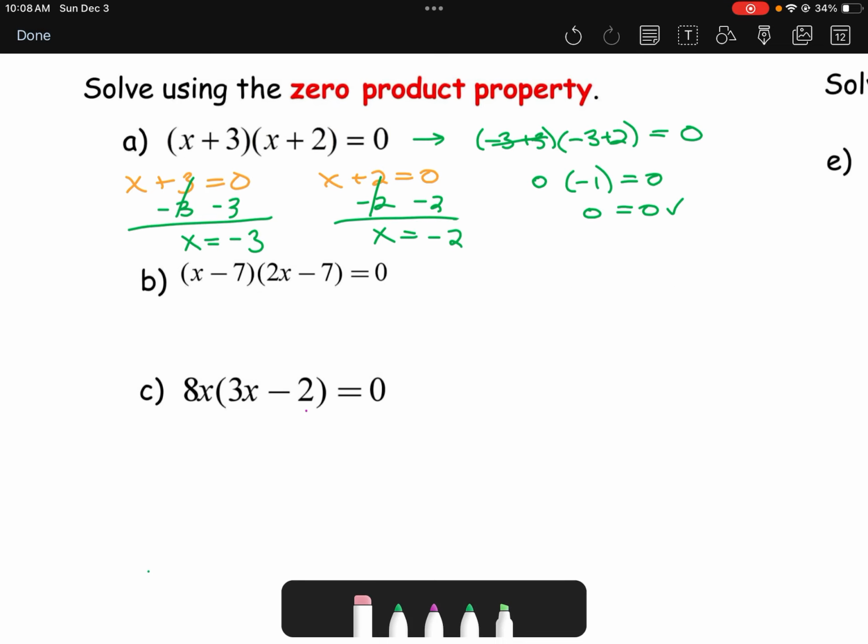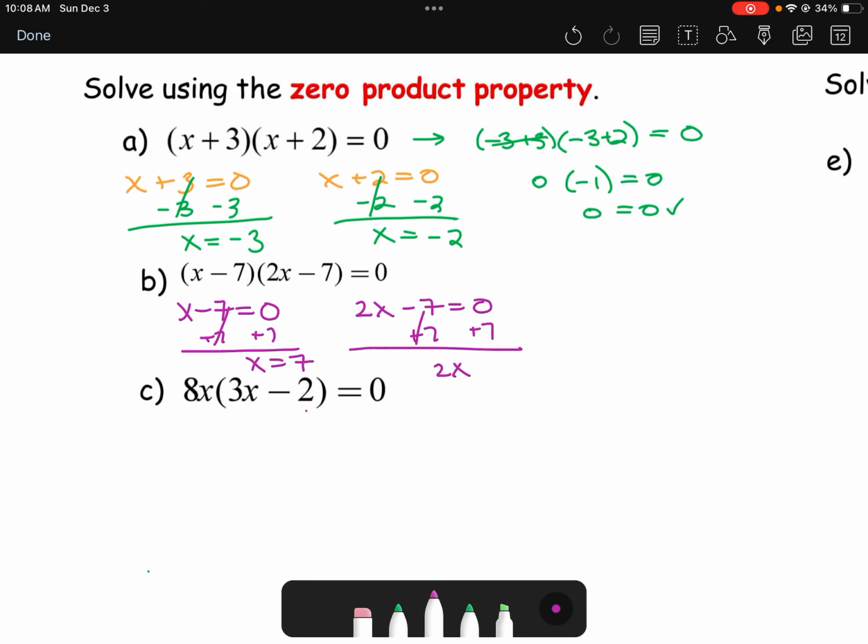Okay, so now we're just going to practice this. I want to know what makes it 0. Again, whatever is in parentheses, you just set equal to 0. And then you solve using what we learned in week 1. And sometimes it's just a little bit more complicated.